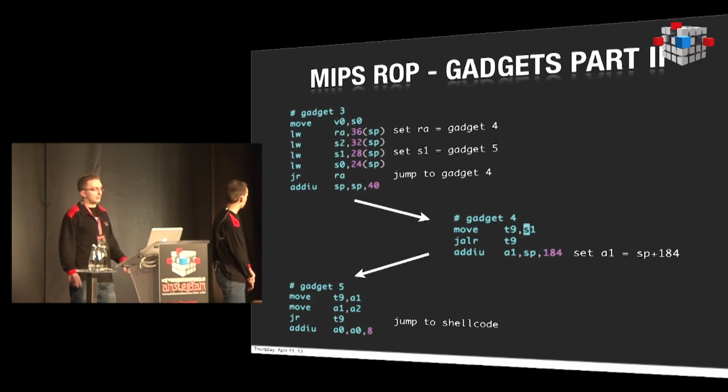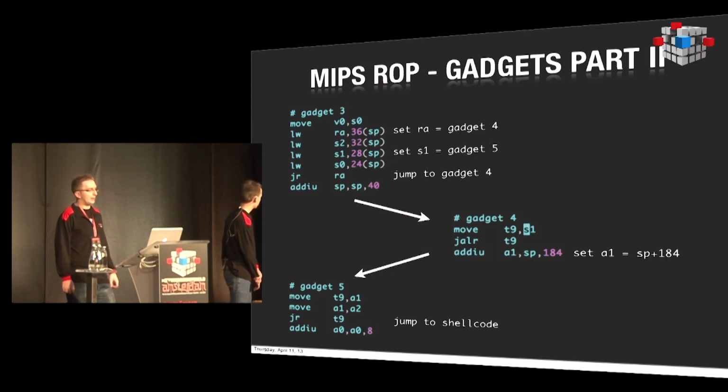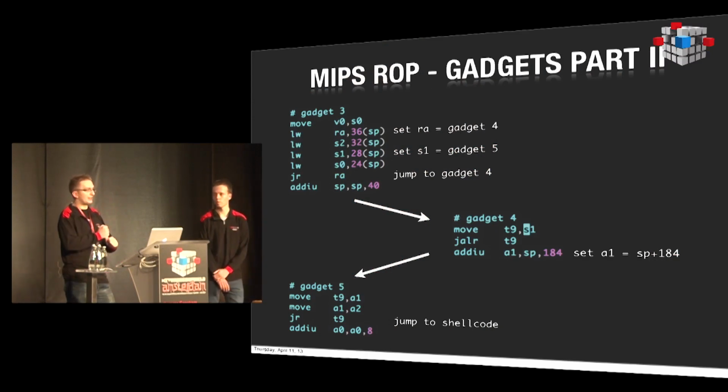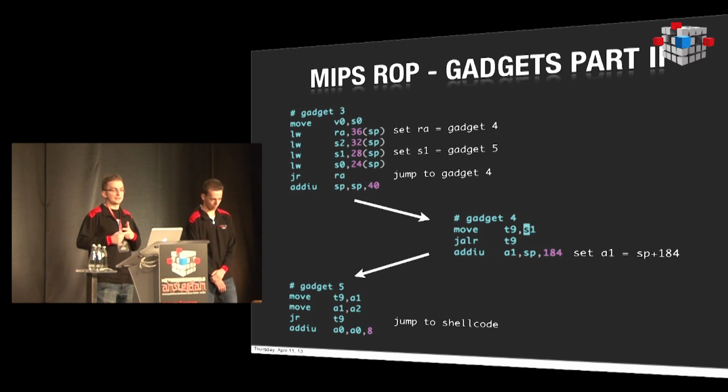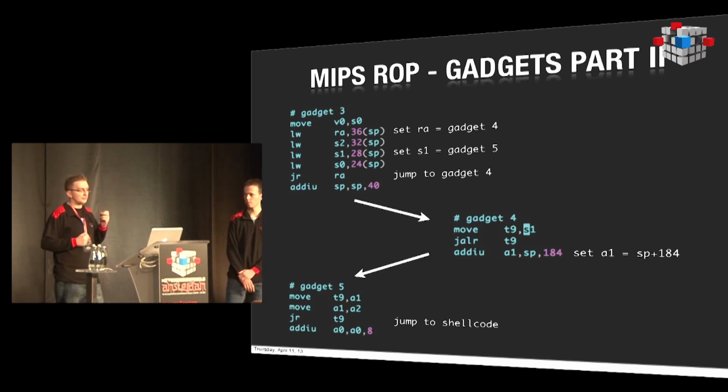In gadget 3, we load a bunch more values from the stack. Basically, we set up the RA register to contain the address of gadget 4, S1 to contain the address of gadget 5, and then we reach a jump instruction, which will jump to RA. So we now reach gadget 4. At gadget 4, we put S1 into T9. So T9 now contains the address of gadget 5, and we jump to gadget 5.